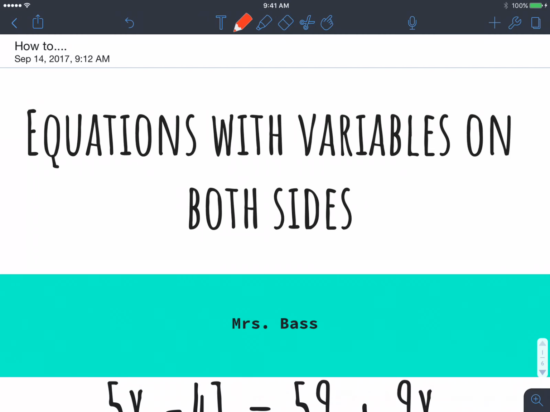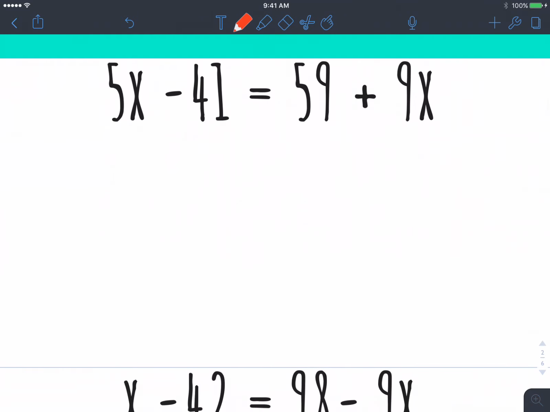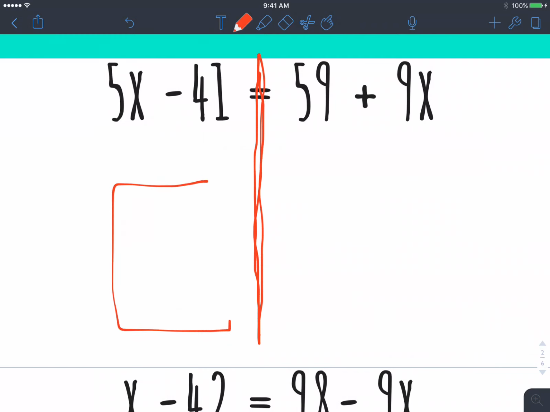Today we're going to look at equations with variables on both sides. So the first thing I'm going to do is draw a fence, a door, whatever, some way to divide the two sides of the equation. Then I'm going to put a box over here, and then also a box over here.